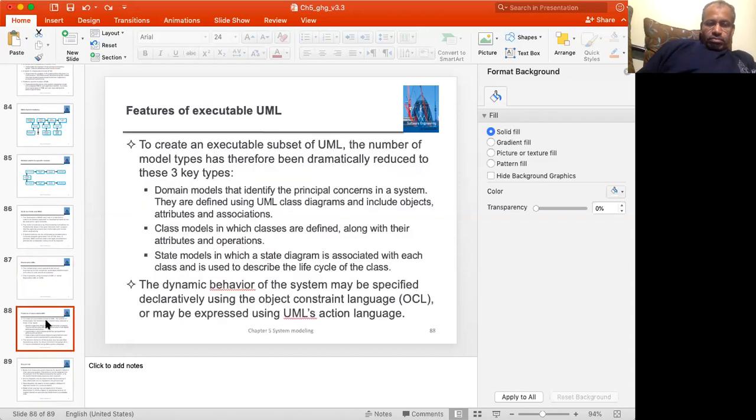Okay. Here are some features of executable UML. I'll leave you to read that up. There's a link in the book that you might want to follow to know more about executable UML if you're interested. This is just for the sake of knowing that it exists. It's not a core part of this component of the course.